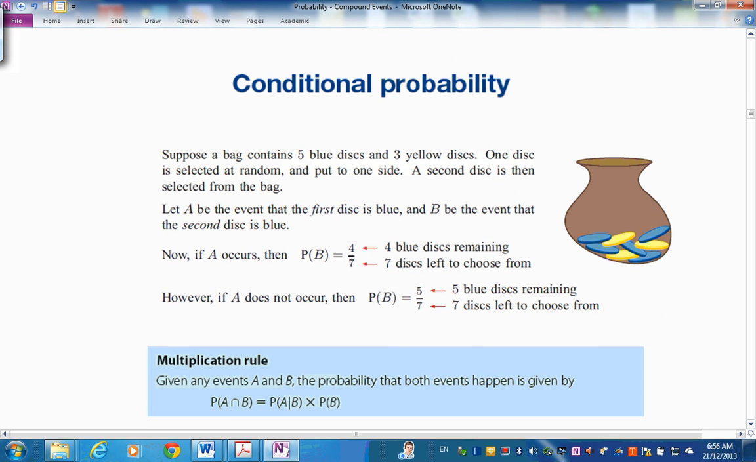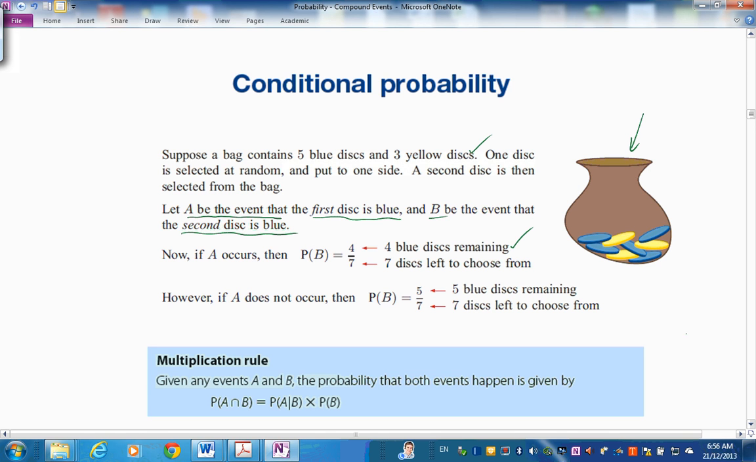Here's the idea of conditional probability. So here's our bag. This one is taken from Hayes and Harris textbook. Suppose that a bag contains 5 blue discs and 3 yellow discs. One disc is selected at random and put to one side, not put back. A second disc is then selected from the bag. Let A be the event that the first disc is blue, and B be the event that the second disc is blue.